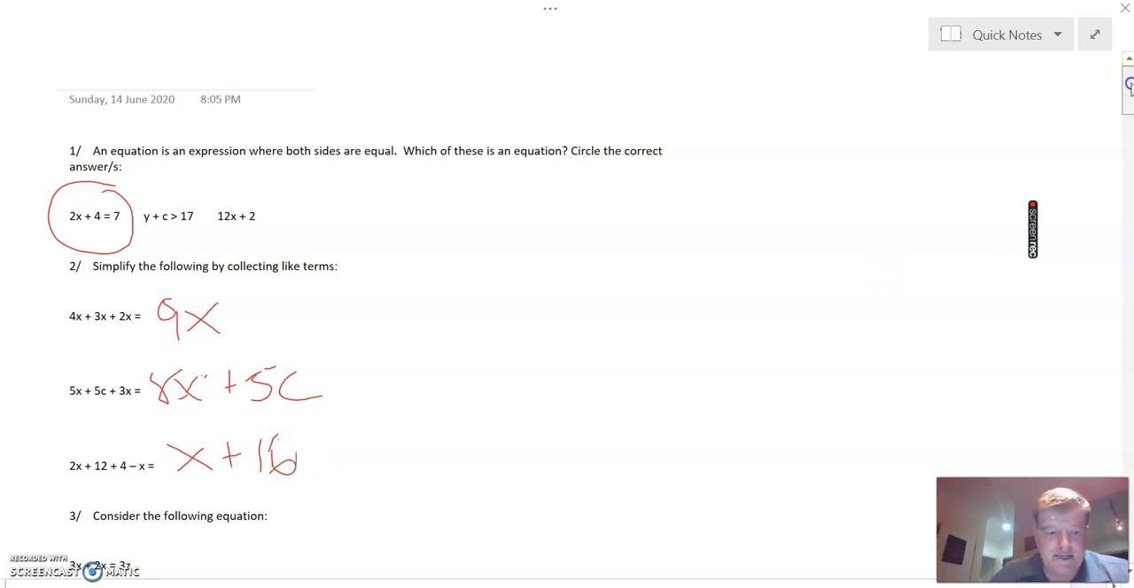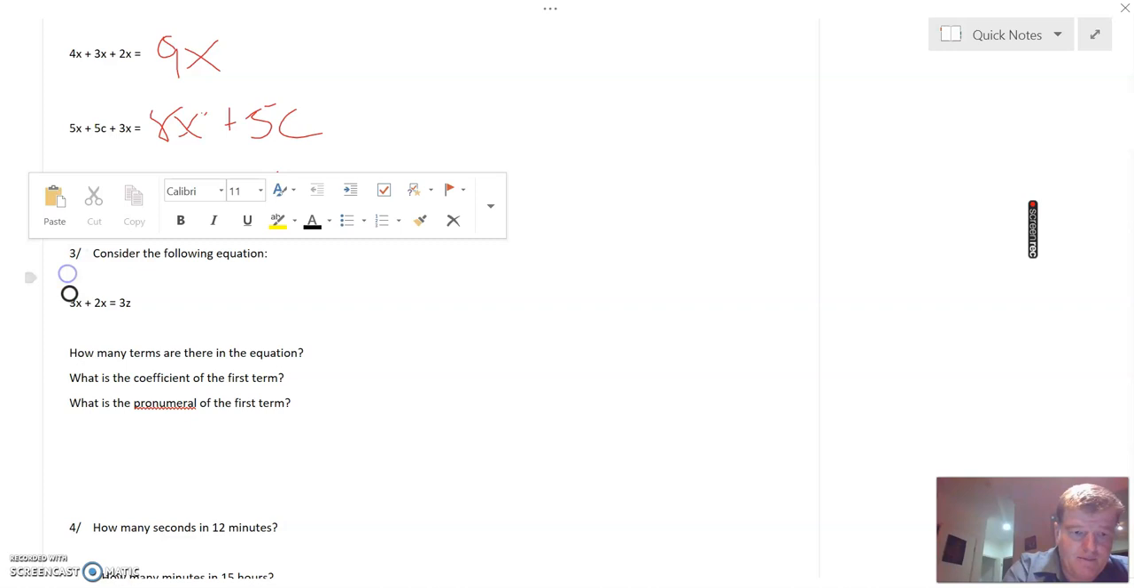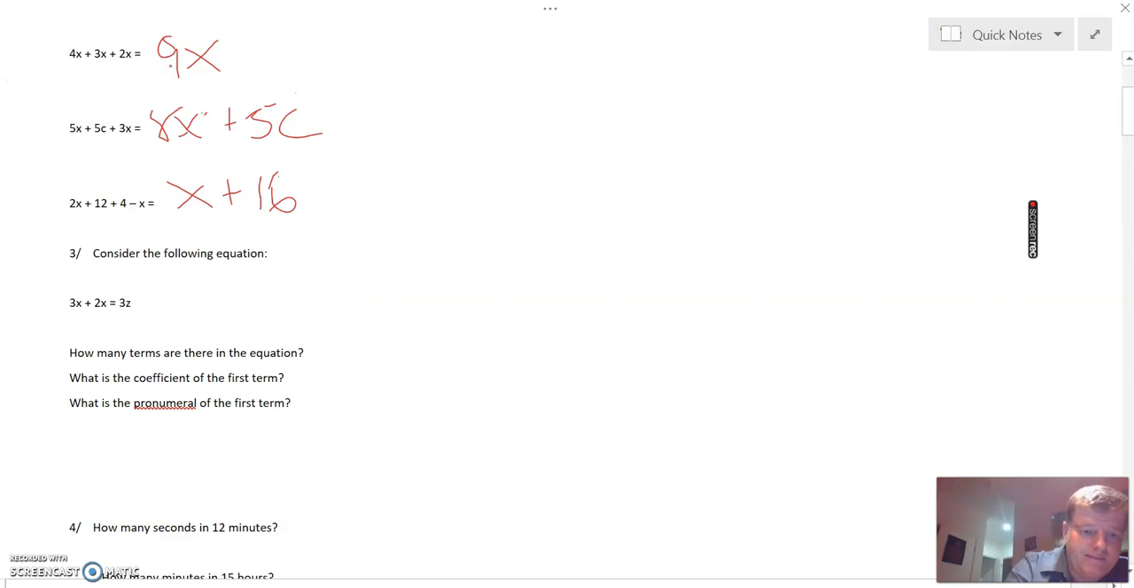Now we've got another equation here. Consider the following question. How many terms are there? So terms are the things multiplied together. So there can be one here, one here, and one here. So 3 terms. What is the coefficient of the first term? The coefficient's the number in front. That's also going to be 3. And what is the pronumeral? That's the letter standing for a number. In this case, it'll be x. So they're our answers for the second one.